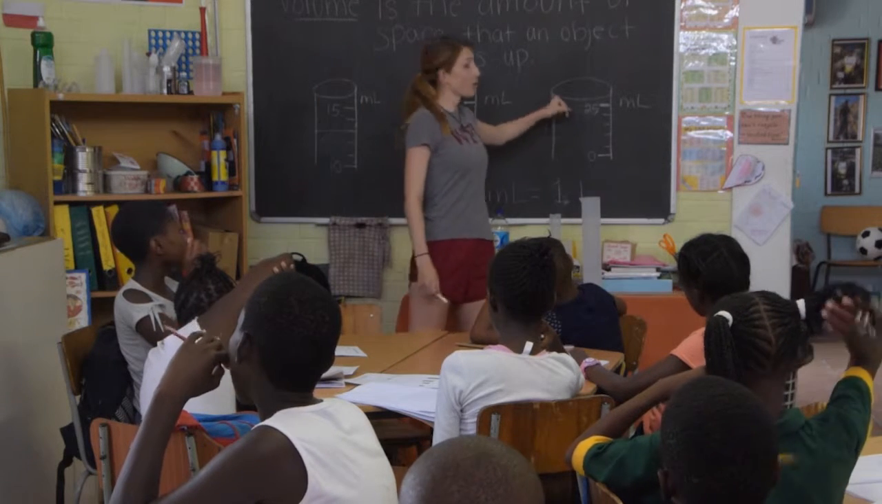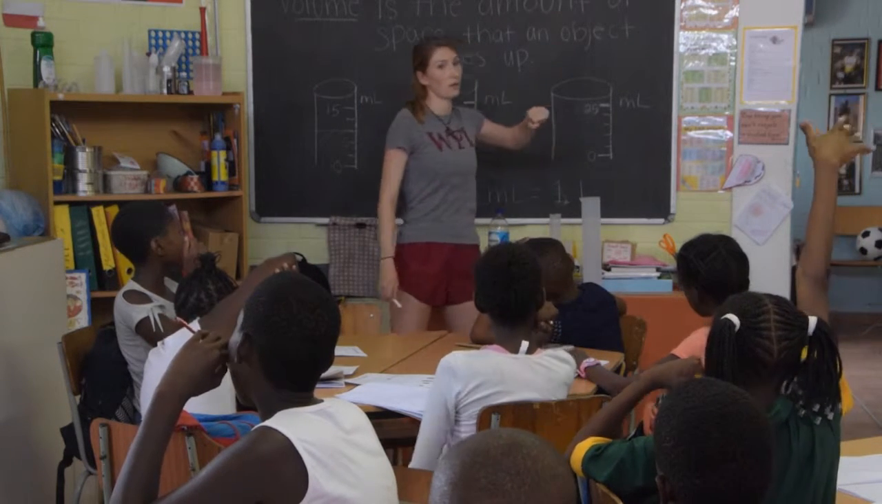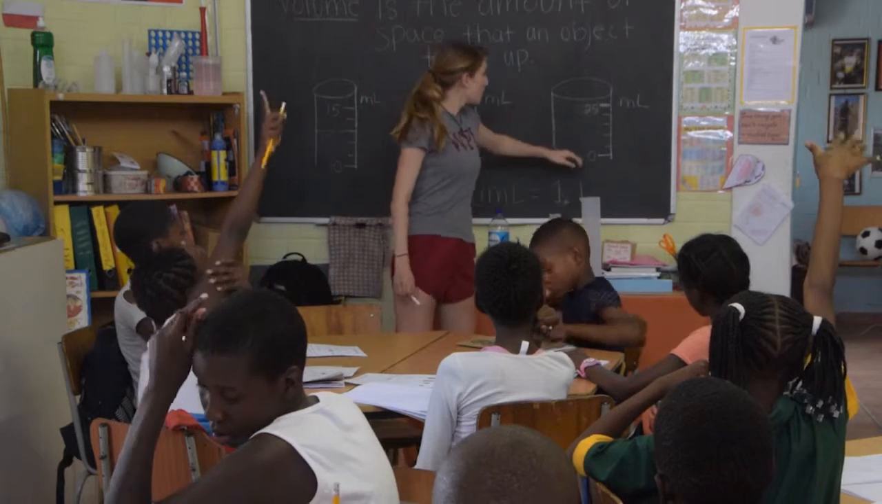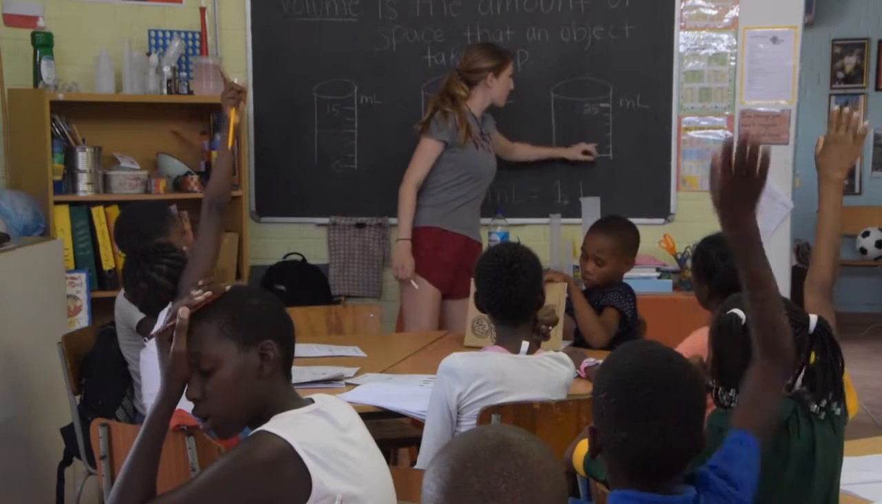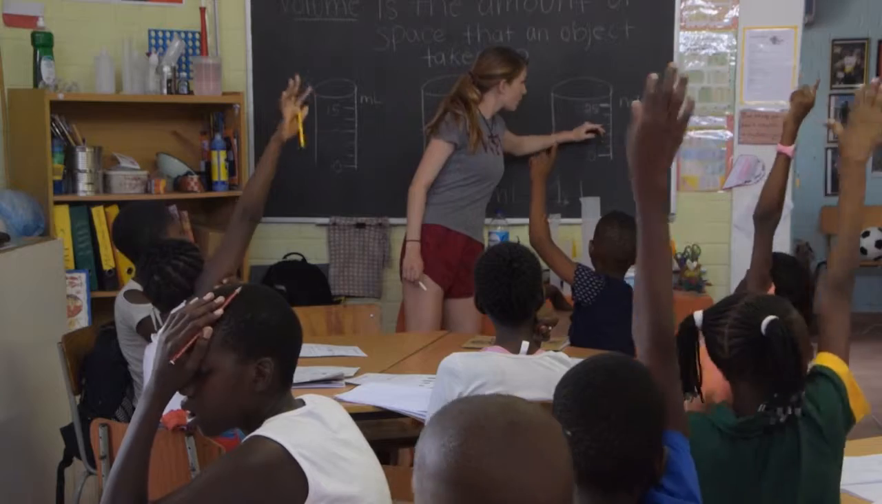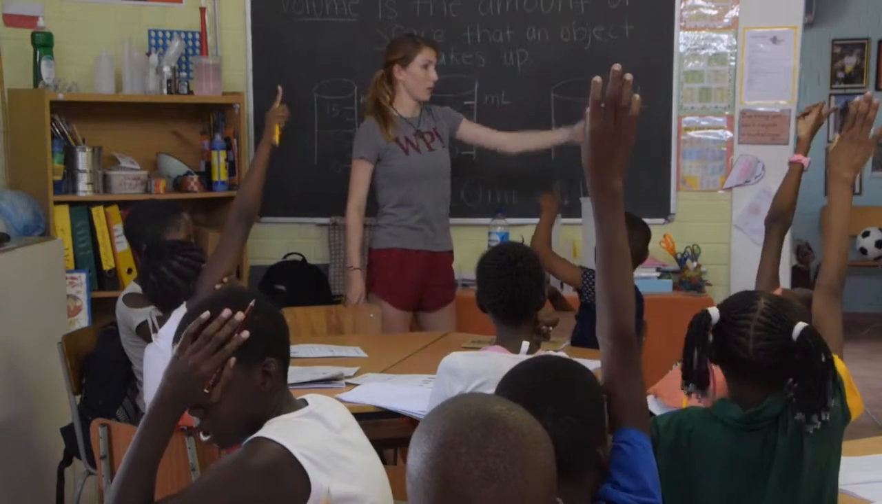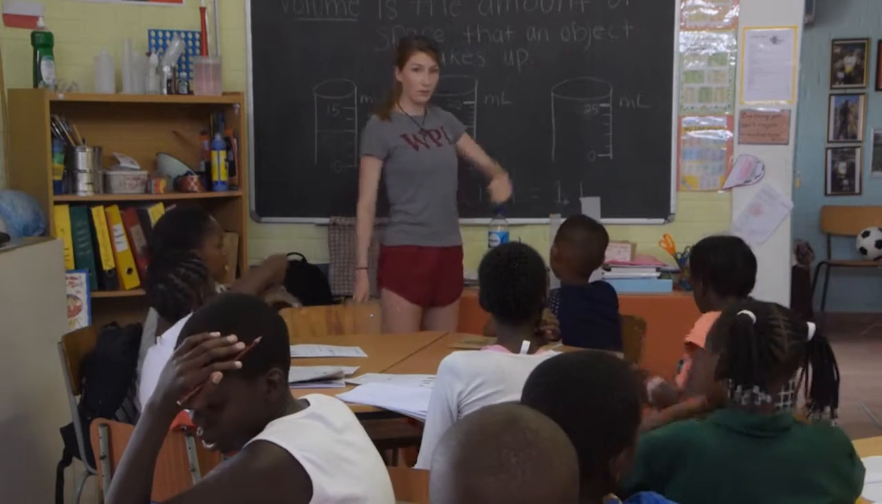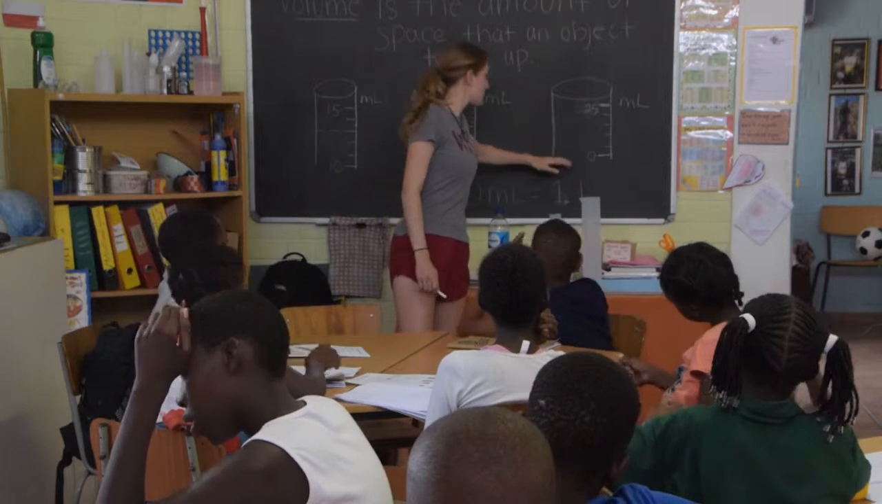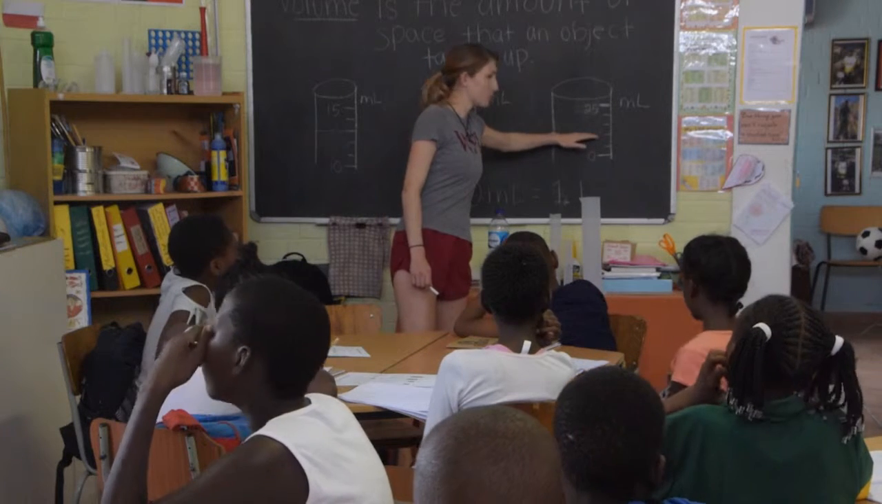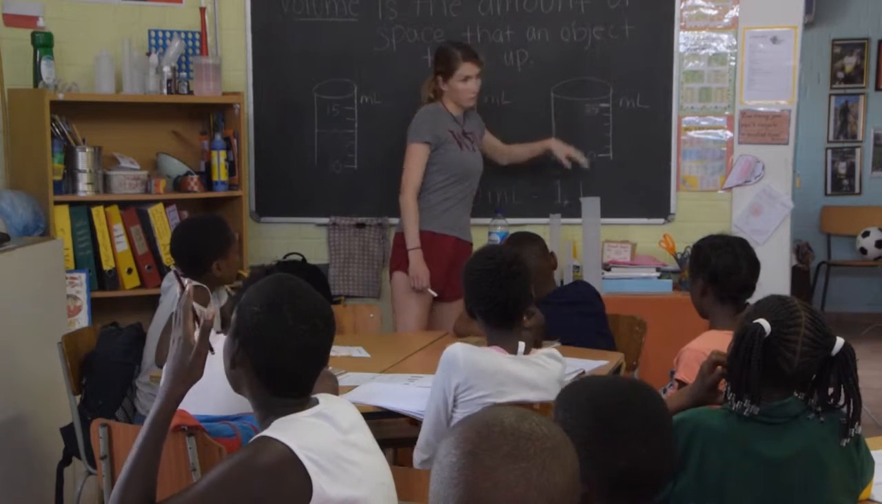And now the third one's a little bit harder. We start at 0 and we go to 25, and there are 4 lines in between. What do you think? They each go by 5? You guys think that's right? Yes. So 0, 5, 10, 15, 20, 25.